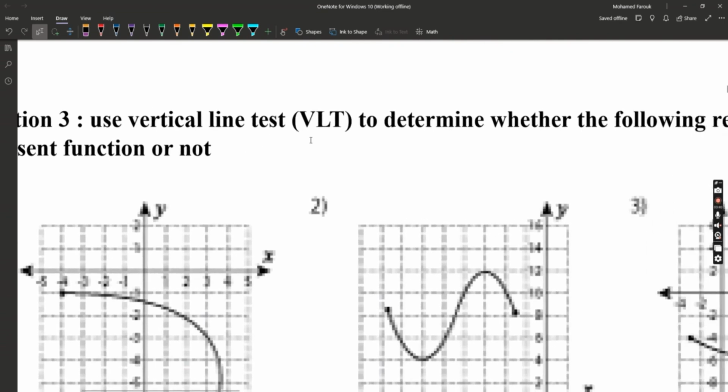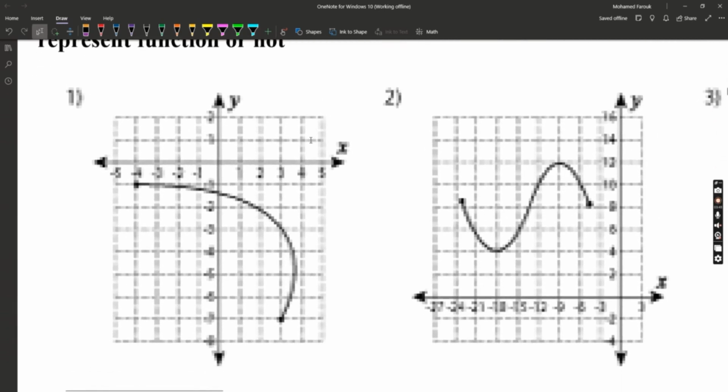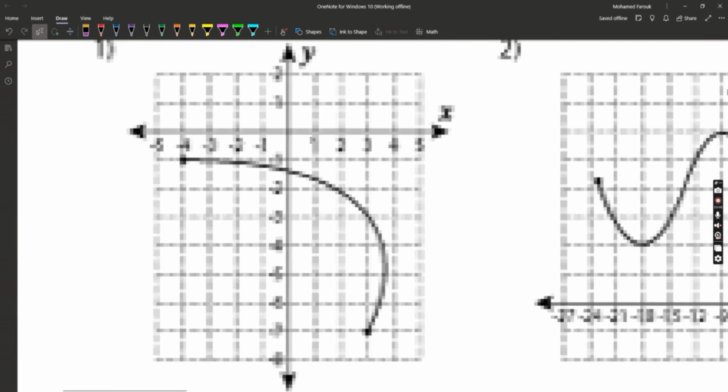Use the vertical line test to determine whether the following relations represent a function or not. Let's start with the first one. Okay, it's a graph, so we need to use the vertical line test so that we can decide if it is a function or not. If you find any line that intersects the curve in more than one point, it won't be a function. It must intersect the curve in only one point. So here it intersects the curve in one point, but we have to search in all of the domain of the curve.